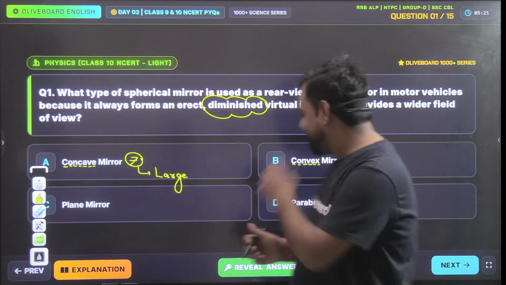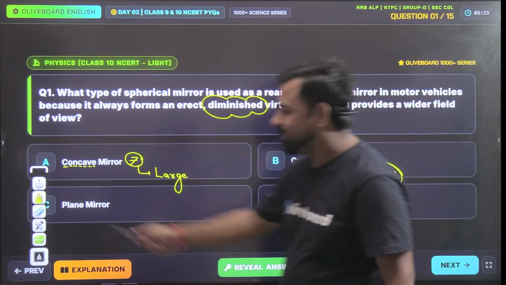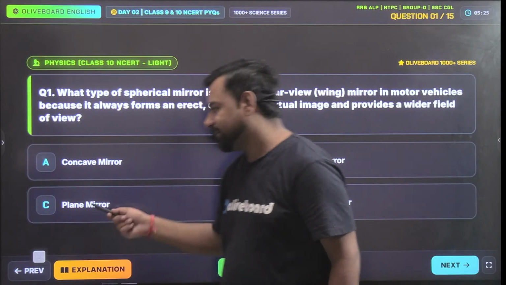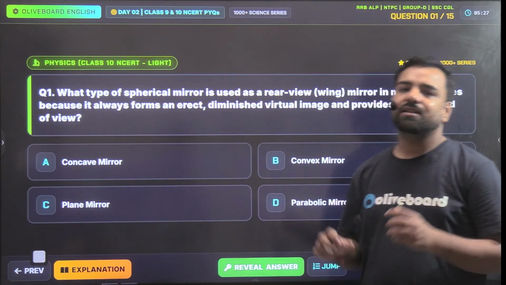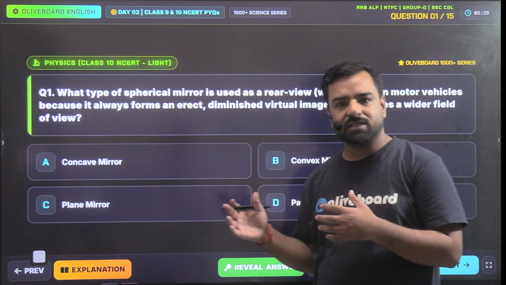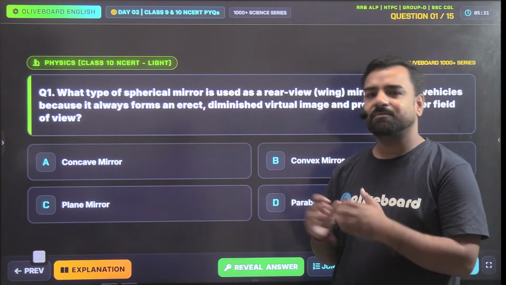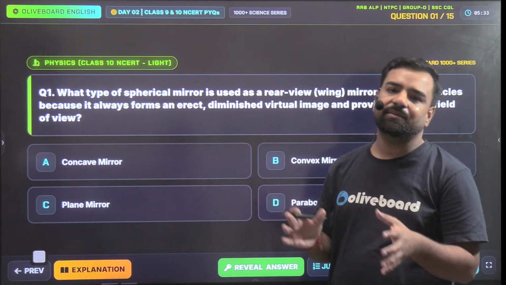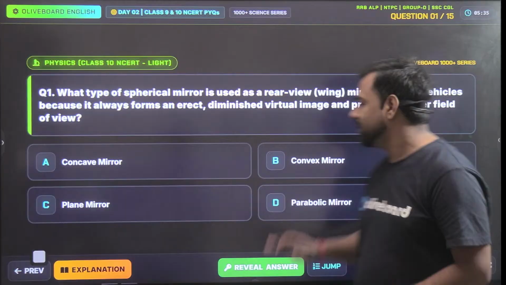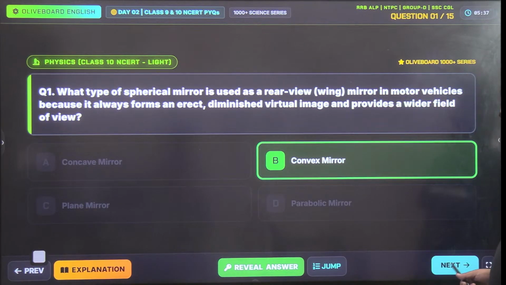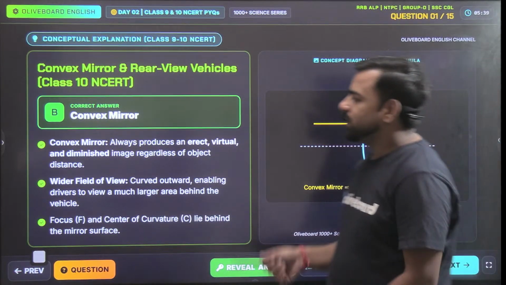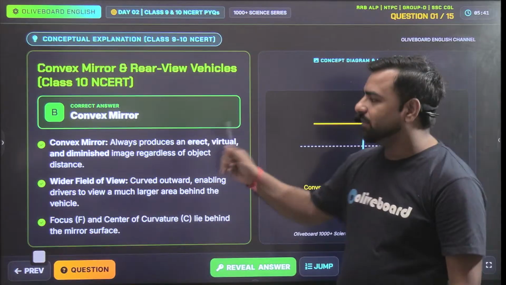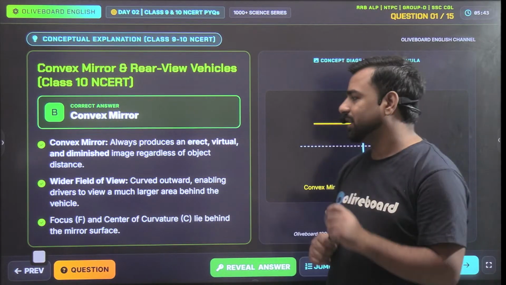Yes, it cannot be a plane mirror because the plane mirror has magnification of 1, and the object and the image size are always the same in the case of a plane mirror. So the convex mirror will form the diminished image. Convex mirror always forms the erect, virtual and diminished image. So that's why B is the correct answer.